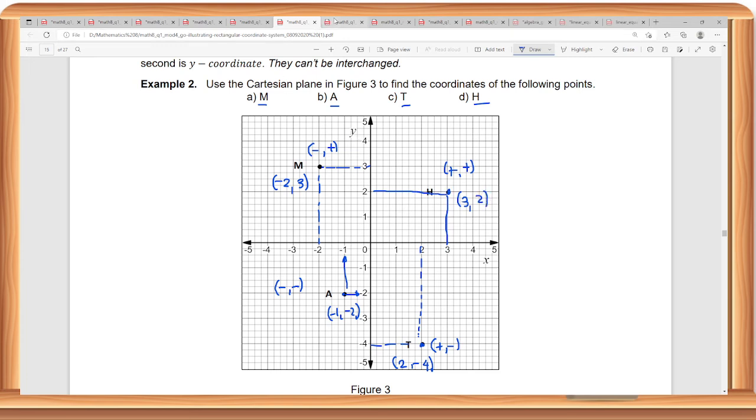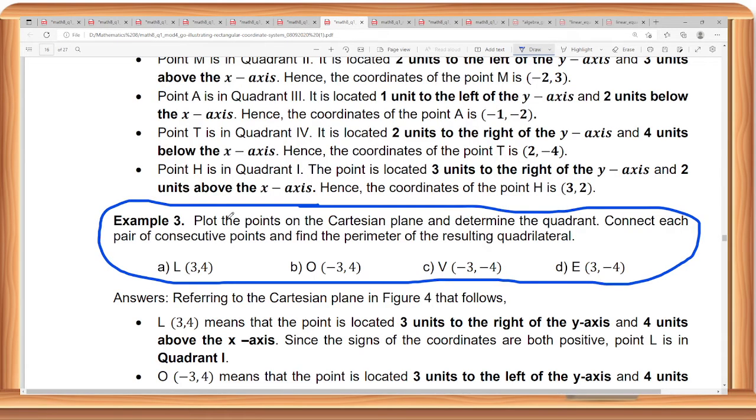Okay, so let's apply this in problem solving. It says here, plot the points on a Cartesian plane and determine the quadrant. Then you have to connect each pair of consecutive points and find the perimeter of the resulting quadrilateral. It has 4 points here: point L, point O, point V, and point E. So there are 4 vertices, which means we're going to form a quadrilateral.